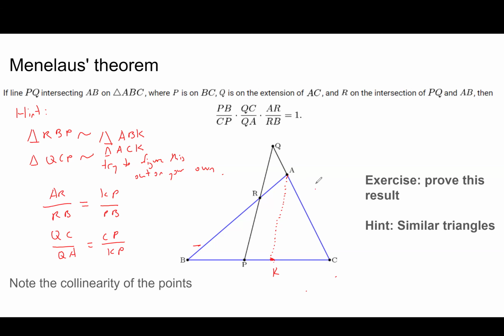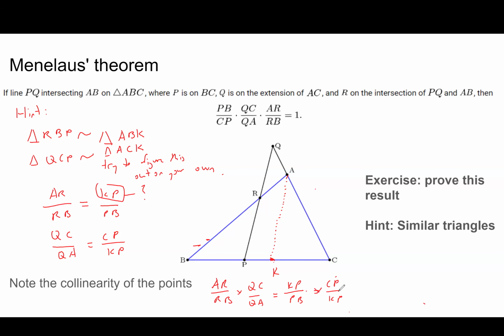So what can we do from here? Let's see what quantities we have already. We have PB, CP, QC, QA. The only length that we don't need is KP here. So this is the extra thing. So how do we get rid of KP? Well, we can multiply the two equations together, right? Because if we multiply the two equations together, we get this.